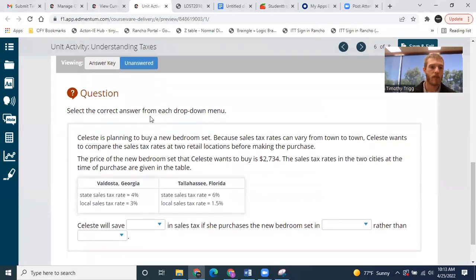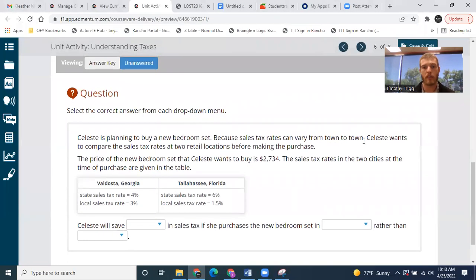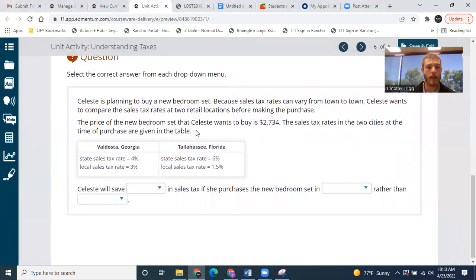Part B, select the correct answer from each drop-down menu. Celeste is planning to buy a new bedroom set. Because the sales tax rate can vary from town to town, Celeste wants to compare the sales tax rate of 2 retail locations before making the purchase. The price for the new bedroom set Celeste wants to buy is $2,734. The sales tax rate in two cities at the time of purchase are given in the table.